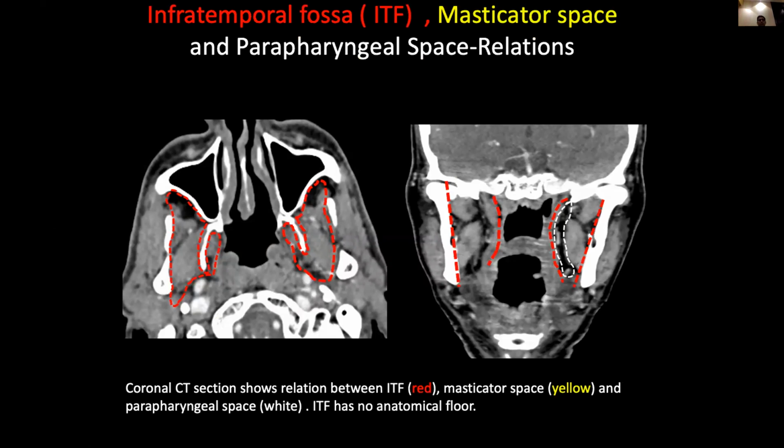Masticator space is a bounded space, it has boundaries. Infratemporal fossa does not have boundaries. So the infratemporal fossa is shown over here by the red dotted line. It excludes the mandible and the masseter. What is included is the medial and the lateral pterygoid, the pterygoid plates, and the parapharyngeal space fat. The moment you include the masseter and the mandible, but exclude the parapharyngeal space fat, that becomes the masticator space. So the difference between the two is that the masticator space has the mandible and masseter, and the infratemporal fossa does not have the masseter and mandible, but it has parapharyngeal space fat.